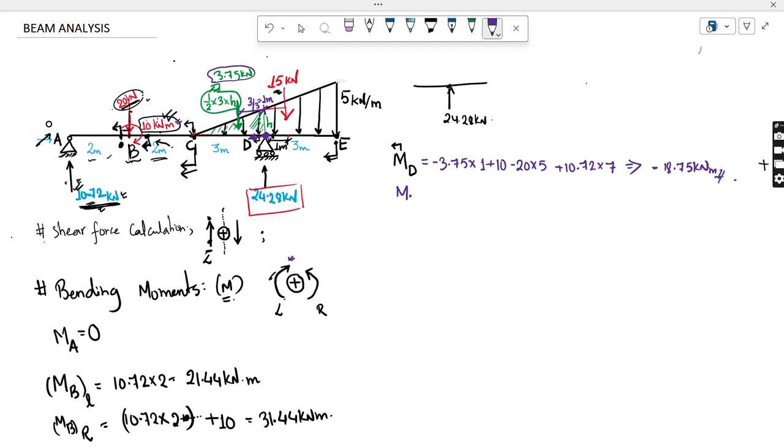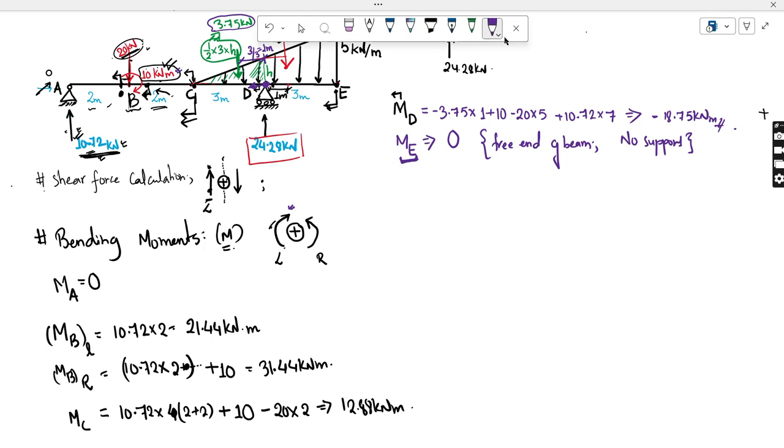Now move towards the E point. E point is always 0 because what is E? E is the free end. Okay, free end of the beam. There is no support at E. So whenever there is no support or free end of the beam, the bending moment at that point will always, in every case, in any load, be 0. Okay, that's good.